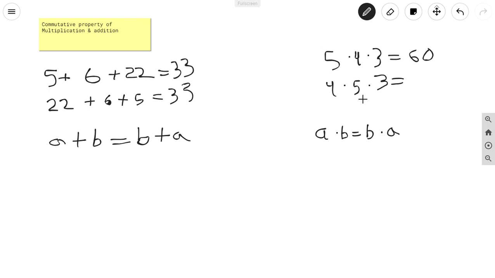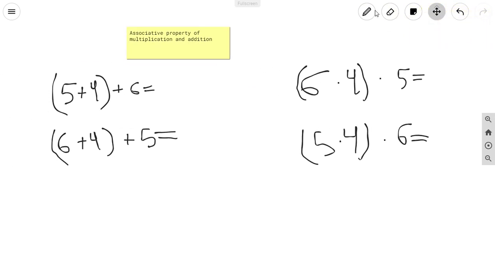Let's do 5 times 3 is 15, times 4 gives me 60 as well. So that checks out. And that's the commutative property of multiplication. Doesn't matter what order I multiply in, I'll always get the same result with the same numbers.